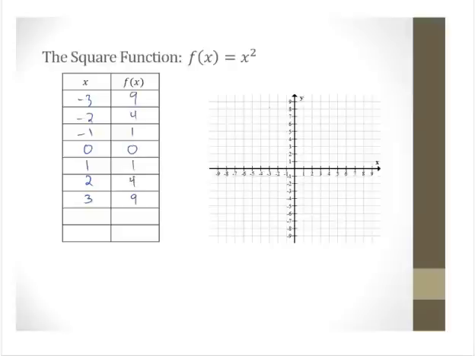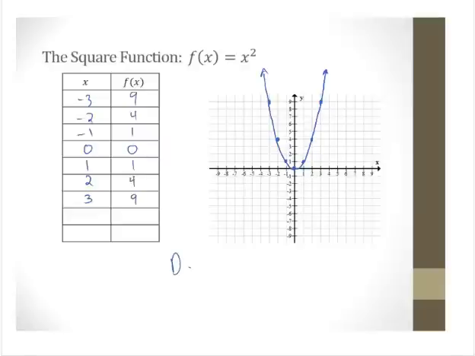And we can plot those points: (-3, 9), (-2, 4), (-1, 1), (0, 0), (1, 1), (2, 4), and (3, 9). And so we get this shape, and you might recognize it. It's called a parabola, and it would continue onward in either direction. So we get a graph that looks roughly like this. Alright, so there's a table of values and a graph for the square function.